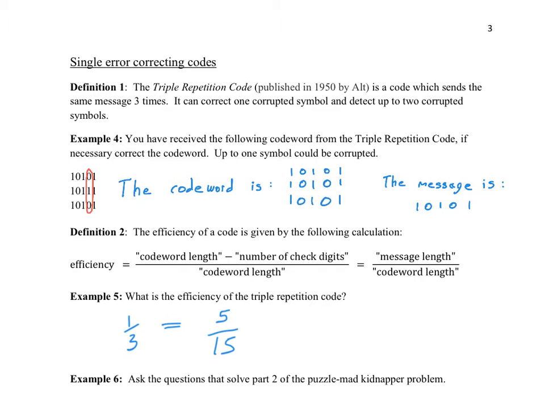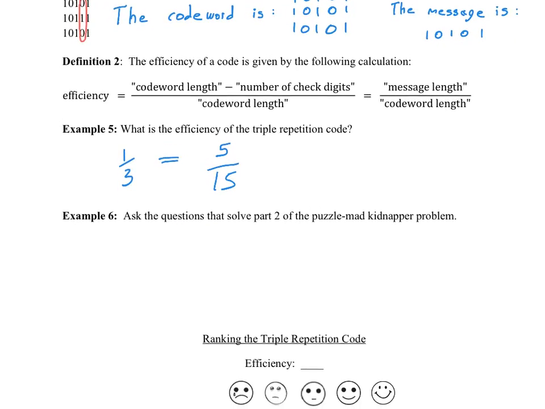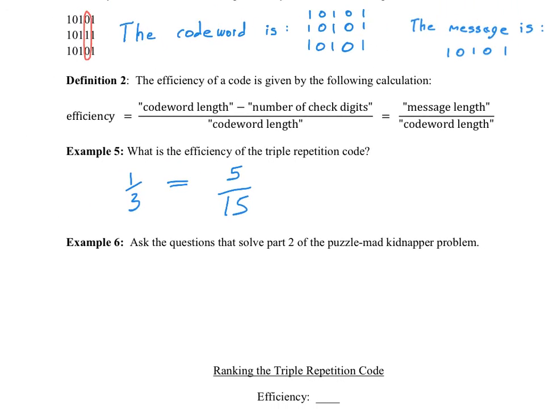We're going to now ask the questions that solve part 2 of the Puzzle Mad Kidnapper problem. What this one said is now we're going to say Baskerhound does lie, and we are trying to figure out Baskerhound's number between 1 and 2000, but we do have 33 questions to ask.